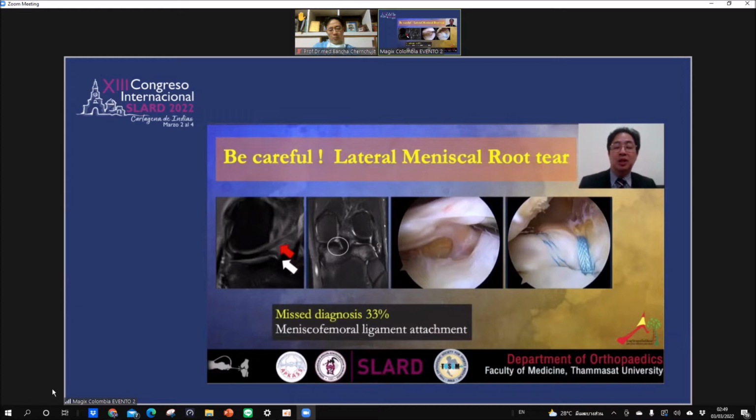Lateral meniscus root tear is often misdiagnosed, with 33% missed on MRI. The normal lateral meniscus root should be Y-shaped. One limb is the root, one limb is the Wrisberg ligament, like the first picture. Sometimes we see no gap of the meniscus. It's just floating, like the third picture, because the Wrisberg ligament is still attached.